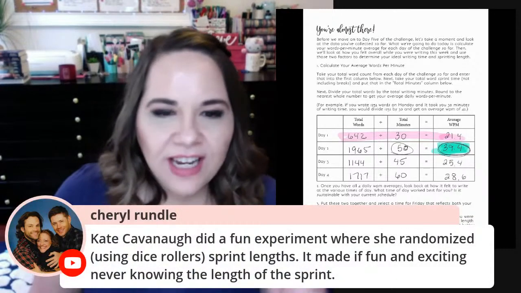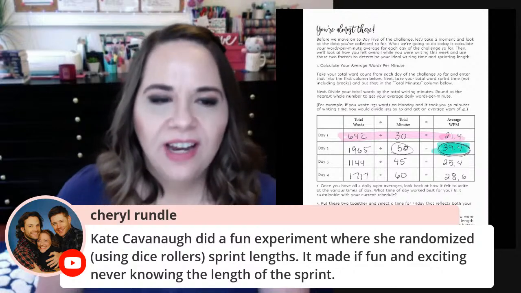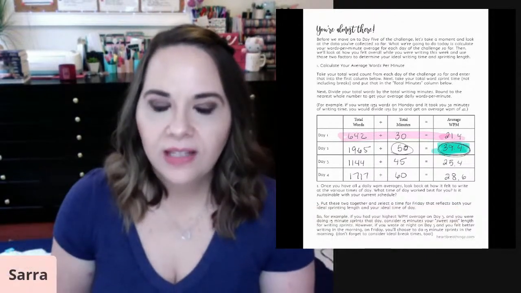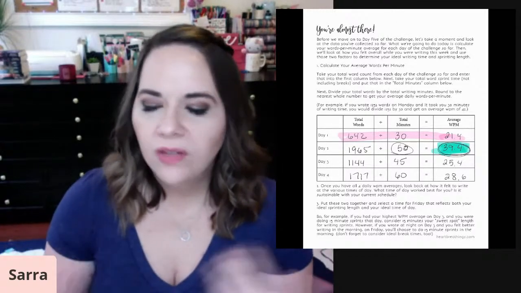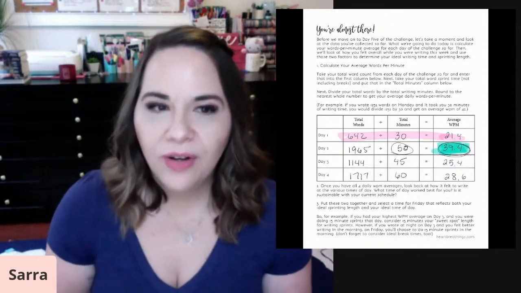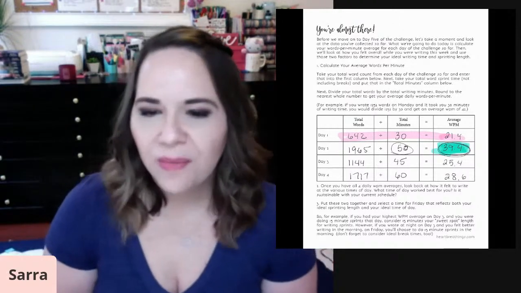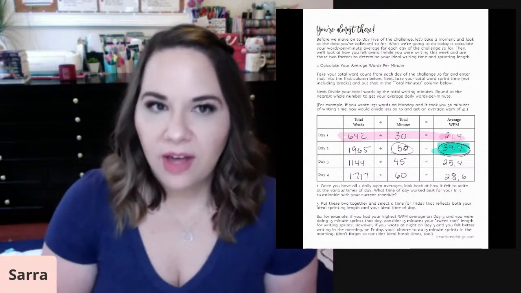Kate Kavanaugh did a fun experiment where she randomized sprint lengths using dice rollers. It made it fun and exciting, never knowing the length of a sprint. There is something to be said for that. So find your sweet spot, but don't get stuck in a rut. If you feel like, oh, I can't motivate myself, what a cool idea. Grab a randomizer, ask Google for a random number 1 through 100, whatever, and start making it fun again.